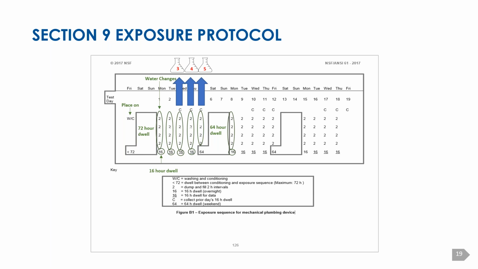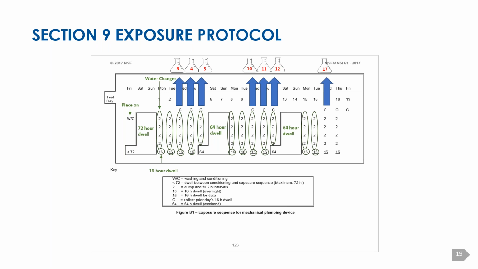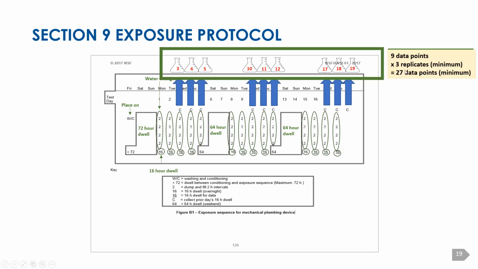And then the pattern basically repeats with water collected for analysis again on day 10, 11, and 12. And then again on 17, 18, and 19. So each of these different flasks here represents an individual lead analysis for one faucet replicate. So this gives us 9 data points. And if you'll recall, there are at least 3 faucet replicates that need to be tested. So this gives us a minimum of 27 data points that feed into the Q calculation.